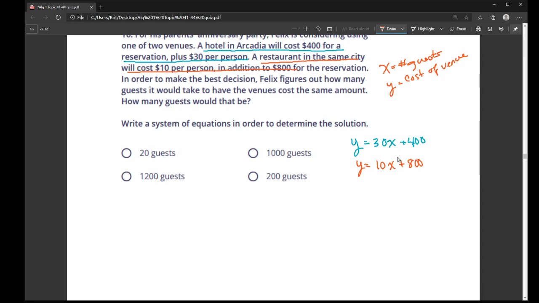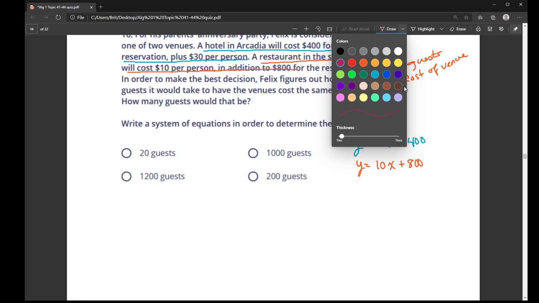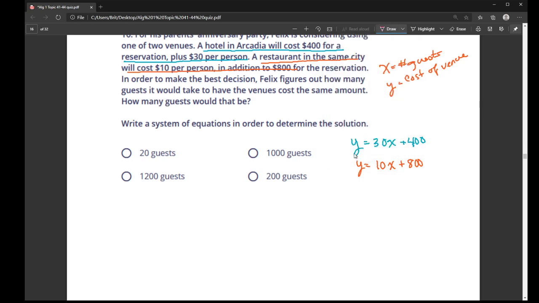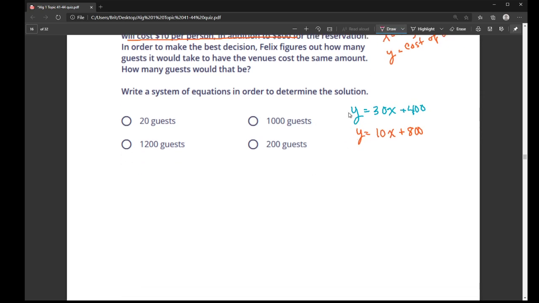So what I need to do is use this system of equations to solve for x. Now I can use either substitution or elimination. In this case, I'm just going to go ahead and substitute. So I'm going to take the orange equation and the blue equation and set them equal to each other because they're both equal to y.